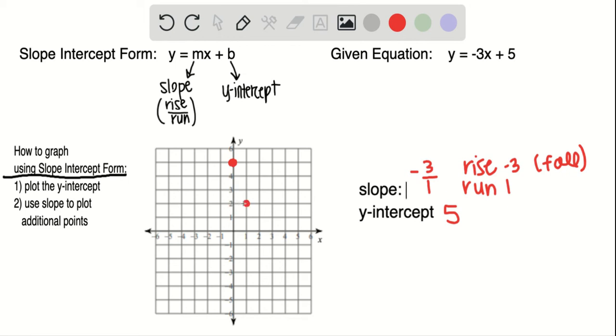So I'm going to continue to use slope. Again, I'm just going to stay right where I am and use slope again to continue the line. So I'm going to rise negative 3, so down 3, 1, 2, 3, and run 1. Didn't make a mark, so I'm going to erase that one real quick. And now I can go ahead and connect those points to make my linear equation.